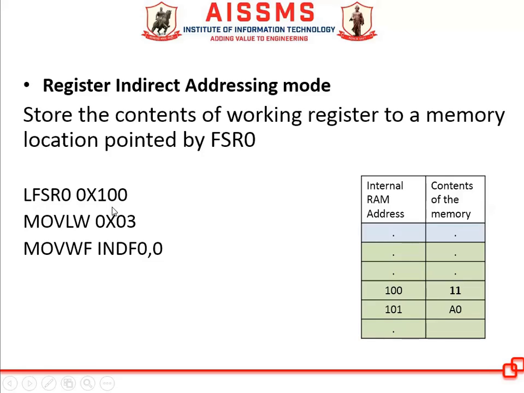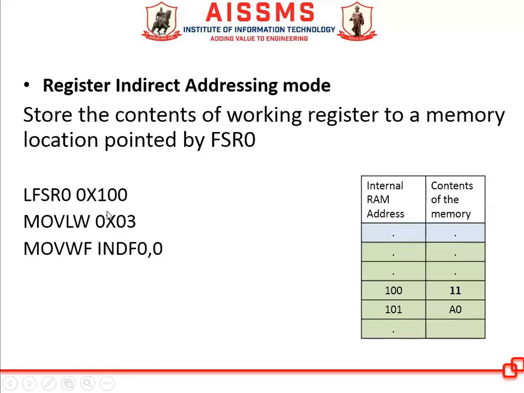This instruction will load 100H into file select register 0. Next, we have written an instruction MOVLW 0x03. This will load 03 into working register. Now if I want to copy contents of working register to a memory location pointed by file select register, then I need to use the instruction MOVWF INDF0, 0.